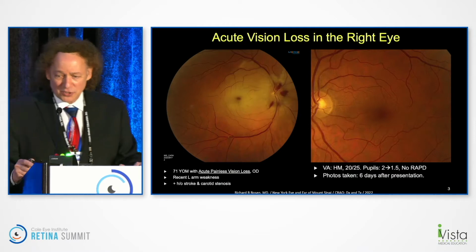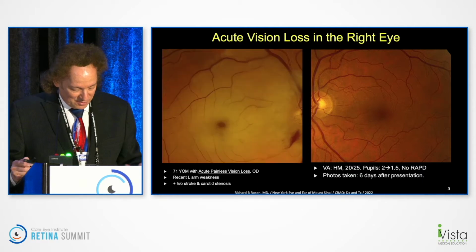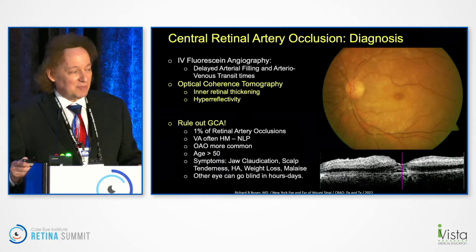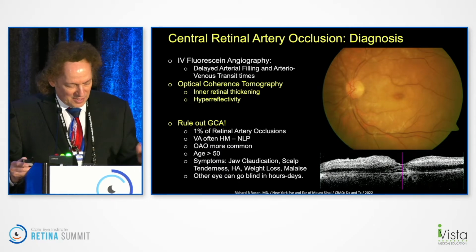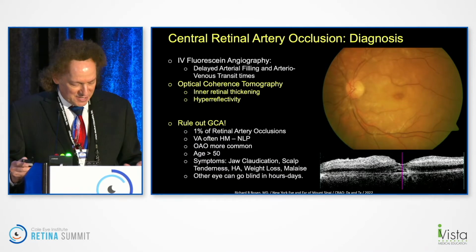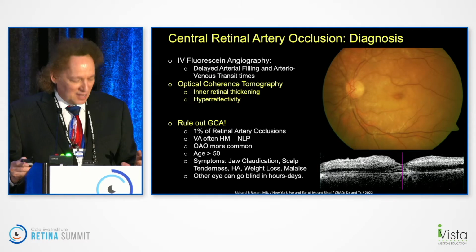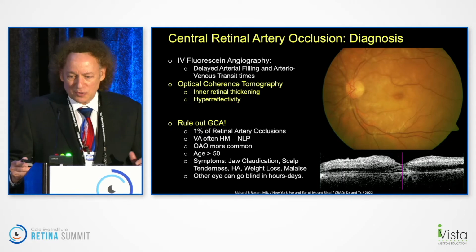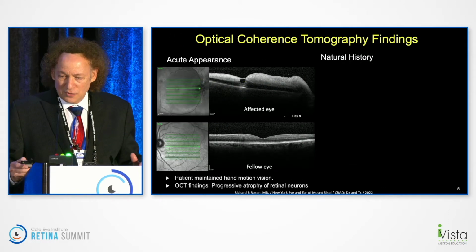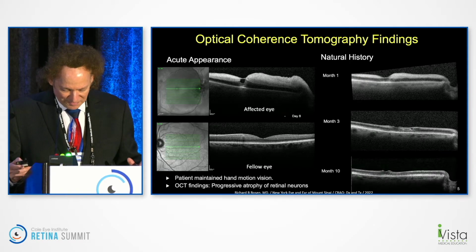So this is a typical picture of acute vision loss in an artery occlusion, which you're all familiar with, and the typical cherry red spot. And the diagnosis is typically made late with IV fluorescein. But if you look at it with OCT, you can notice some very important features of inner thickening and hyperreflectivity. Of course, the thing that we always worry about is giant cell arteritis. And if you follow these patients over time, you see that gradually the inner retina just disappears.